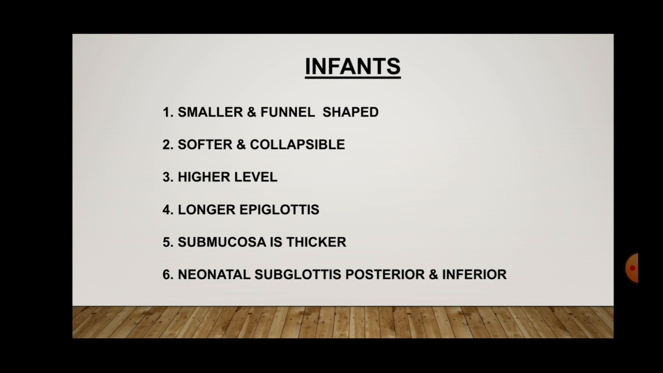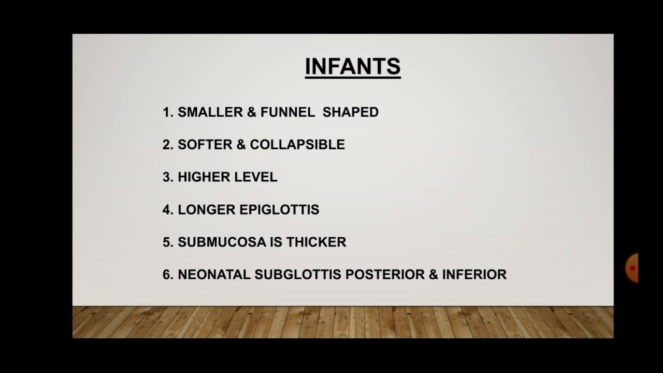The submucosa is thicker in infants, so that's why it becomes edematous faster after irritation. Hence obstruction of the airway takes place faster in infants when compared to adults. And the subglottis in infants is directed posteriorly as well as inferiorly. So this point has to be borne in mind during endotracheal intubation. These are the differences between adults and infants.